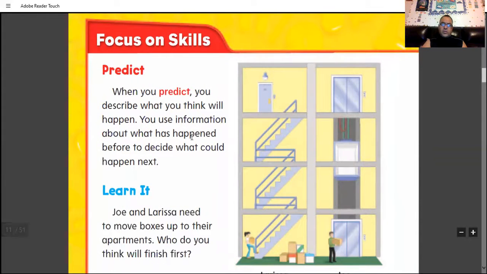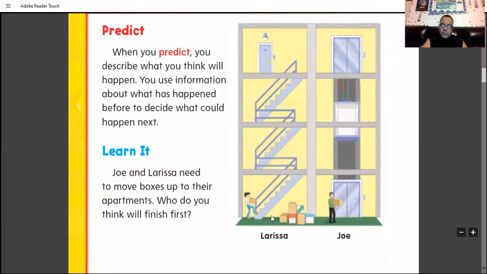When you predict something, you describe what you think will happen. You use information about what has happened before to decide what could happen next. Joe and Larissa need to move boxes up to their apartments. Who do you think will finish first? Look, Larissa has to climb.